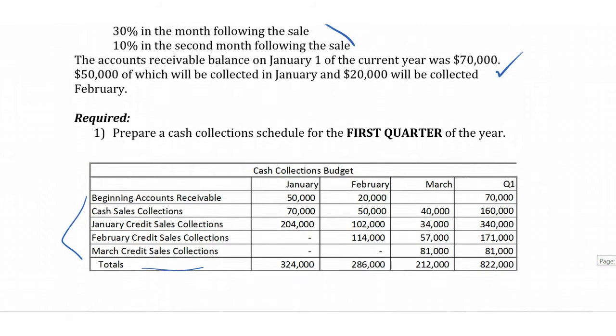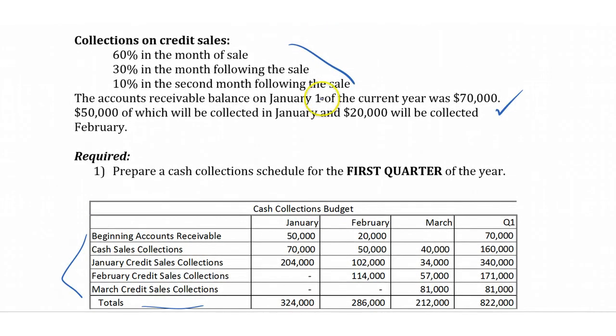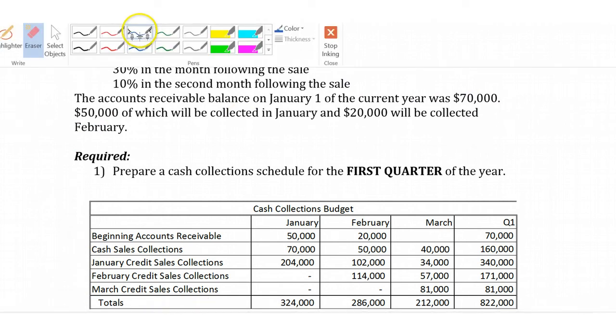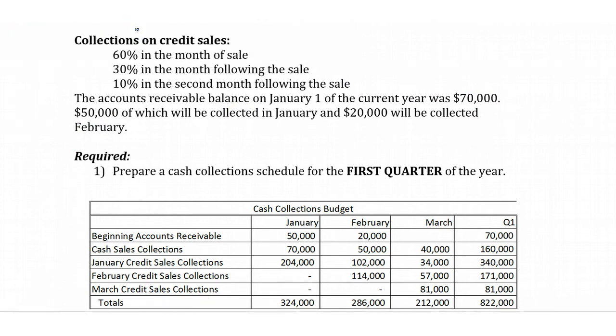So let's start with accounts receivable. It says accounts receivable on January 1 was $70,000. $50,000 will be collected in January. $20,000 will be collected in February. So maybe I'll get rid of all these scribbles. Alright, so there's the 50 in January, and there's the 20 in February.